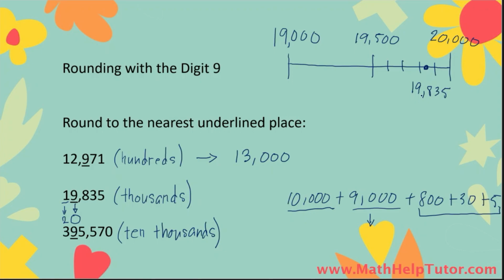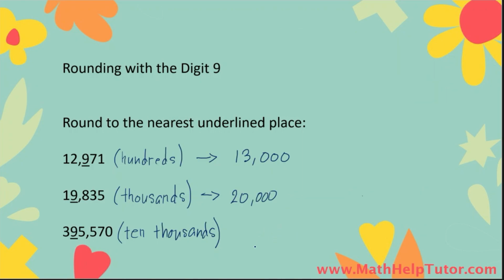That's our number, 19,835. So as you can see, since our number comes after 19,500 or is bigger than 19,500, then we know that our next thousandths place is 20,000. So the answer to this question is 20,000.